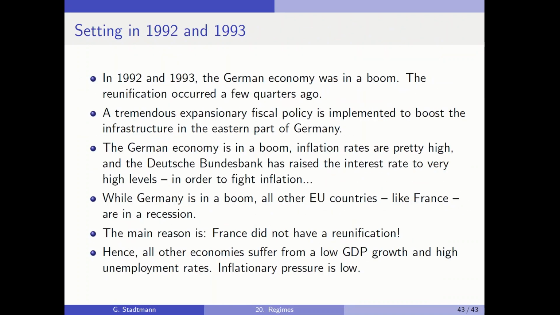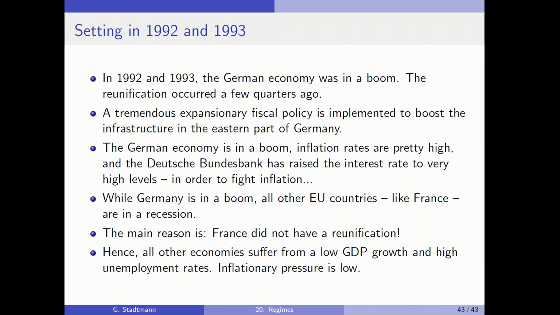What was the setting in the years 1992 and 1993? In this time period, the German economy was in a boom. The reunification occurred a few quarters ago, and therefore a tremendous expansionary fiscal policy was implemented to boost the infrastructure in the eastern part of Germany. The German economy is in a boom, the inflation rates are pretty high, and the Deutsche Bundesbank has raised the interest rates to very high levels in order to fight inflation in Germany.